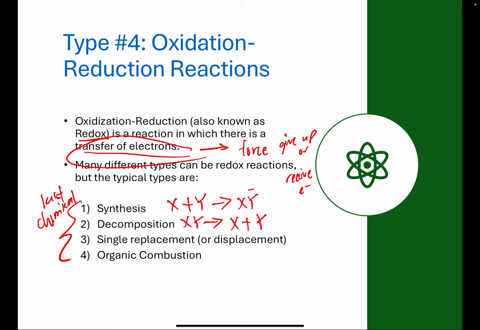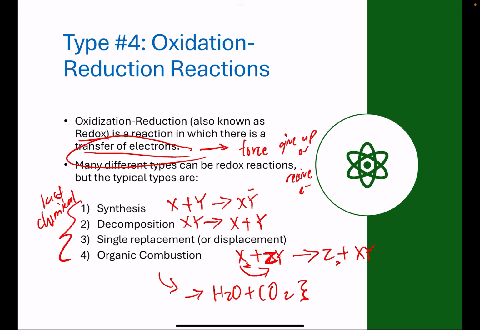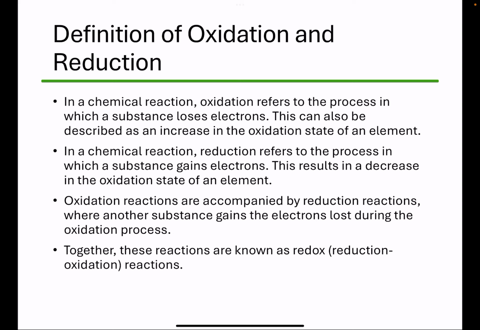Single replacement is similar, but they're not the same. I guess this is Z. Let's use Z. X is going to replace Z, making Z the free agent. So it's kind of like double replacement, except you don't have the other part to bond to, so it's just single. Organic combustion is our combustion reaction where you end up with H2O and CO2, very stable molecules.